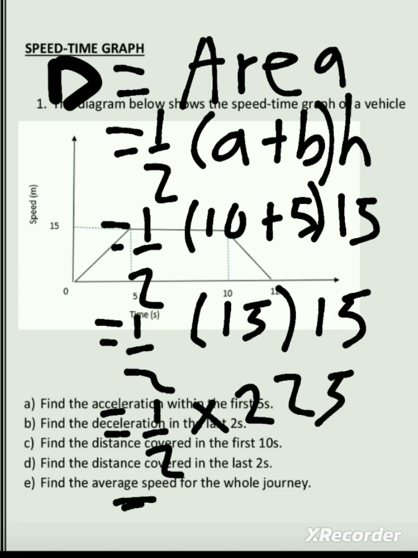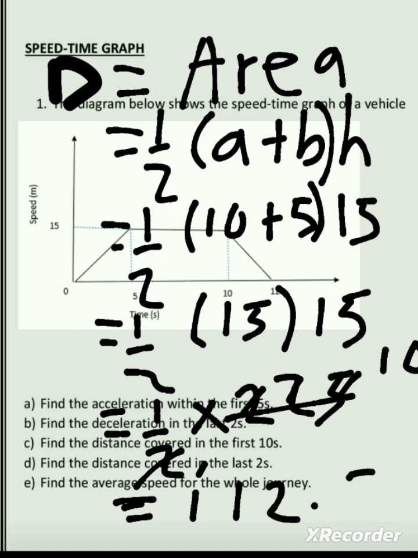So half times 225, you can do 2 into 225. You can start slowly. 2 into 2, it's 1. 2 into 2, it's 1. 2 into 5, it's 2, remainder 1. So you put a point here, you put 0. 2 into 10, 5. So it's 112.5 meters.